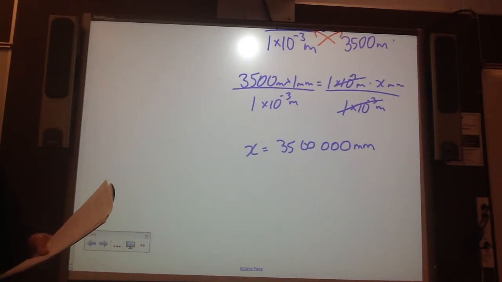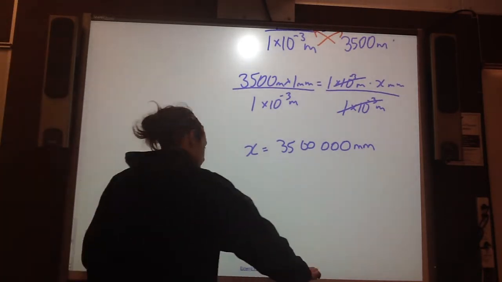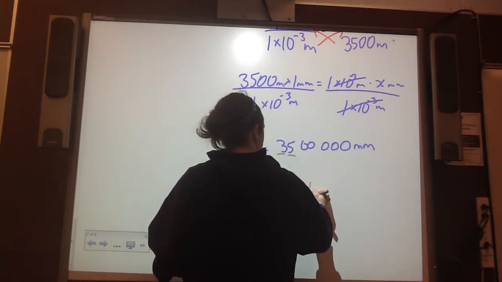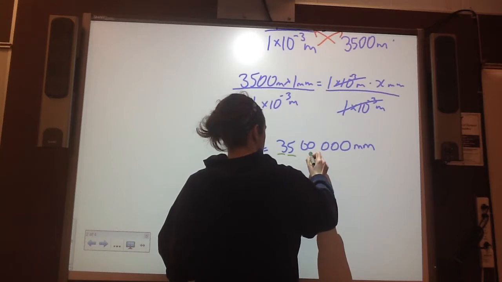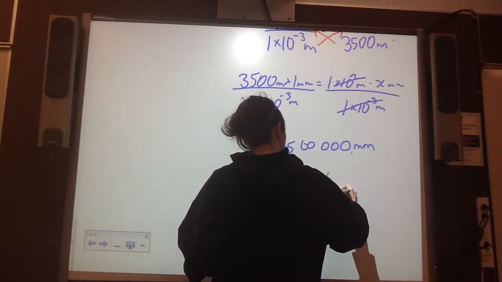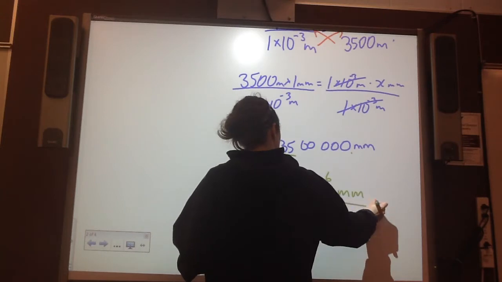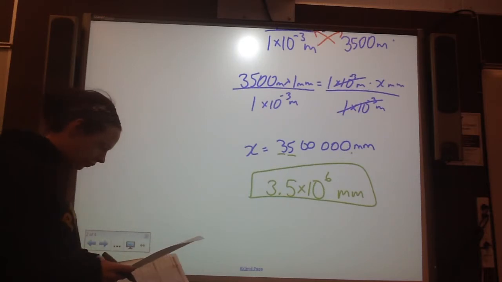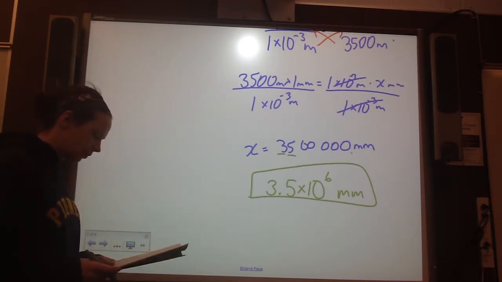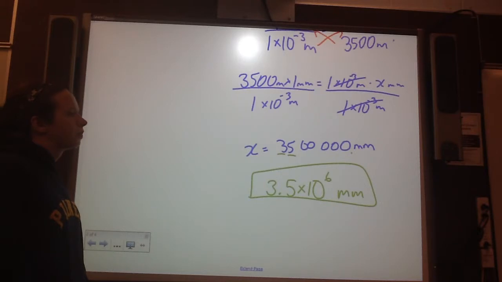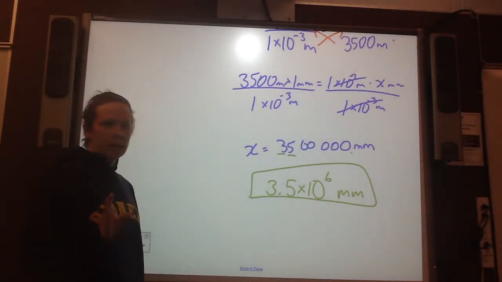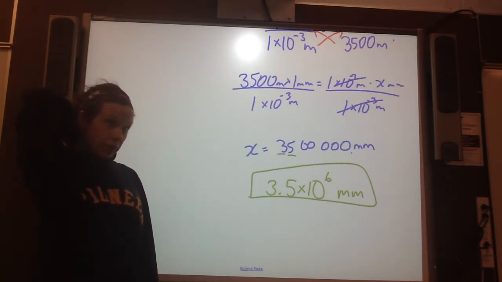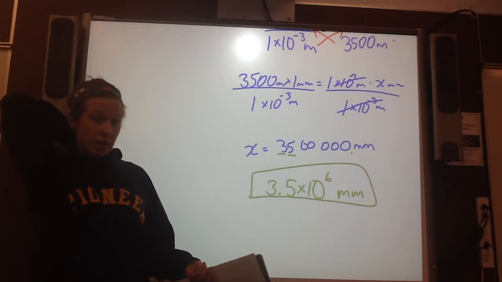So we need to put this into sig digs. We need 2 sig digs. So 3.5 times 10 to the 6 millimeters. That's our answer. And please feel free to pause the video at any point if you need a little bit more time, or rewind at any spot you would like to.